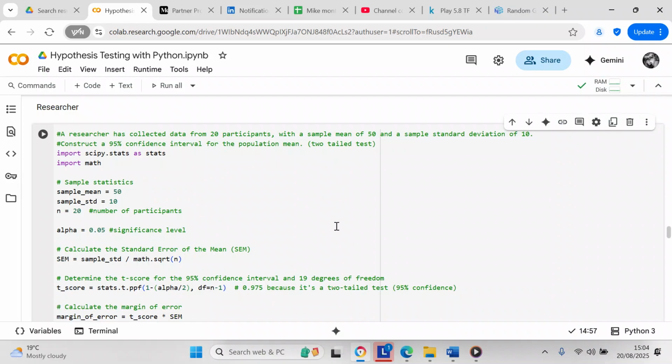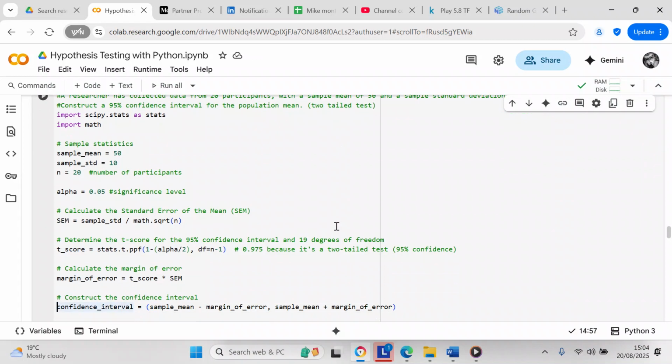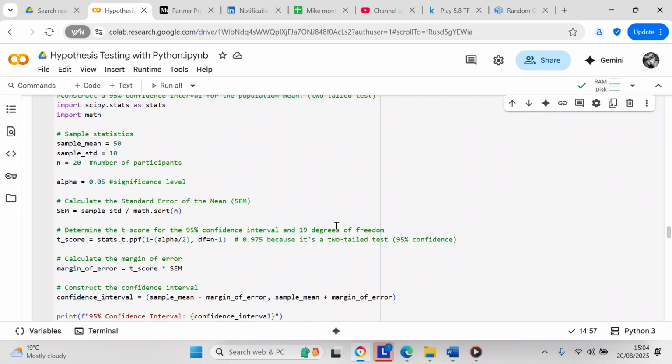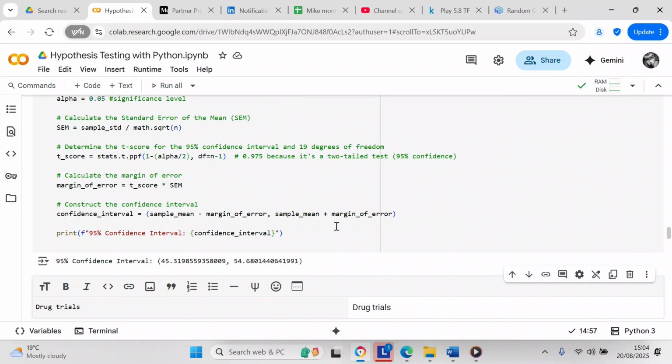So we're going to calculate the margin of error. Margin of error equals t-score times the standard error. And we're going to construct the confidence interval. Confidence interval equals sample mean minus margin of error, comma, sample mean plus margin of error. And then we're going to print the 95% confidence interval.